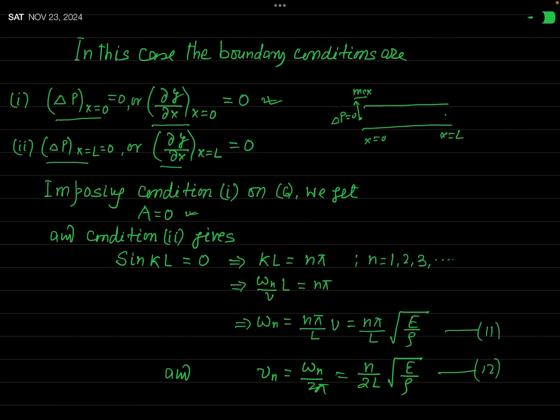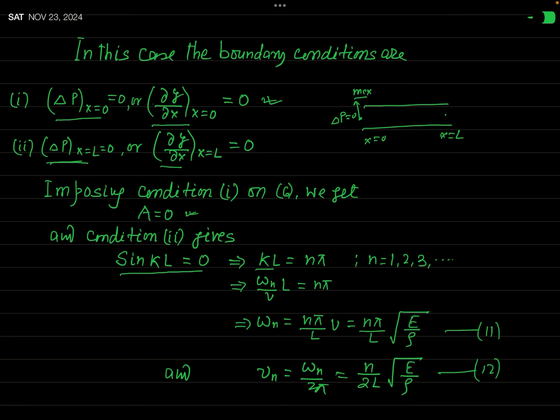Okay, and when A is 0, then you substitute this A in the defining equation for y. Again, you can see this delta P is 0 at x equal to L. So in this second boundary condition you will have sin KL equal to 0. I have not done all the algebra, as I have told you earlier that you can do it. And sin KL is 0, then what is the general value of KL?